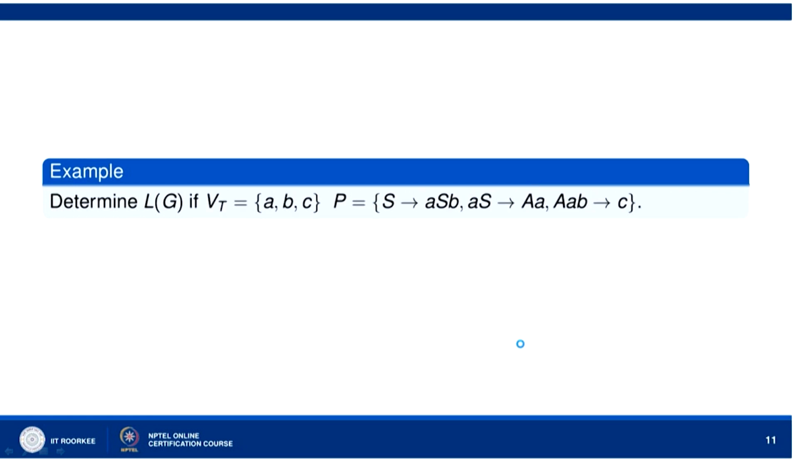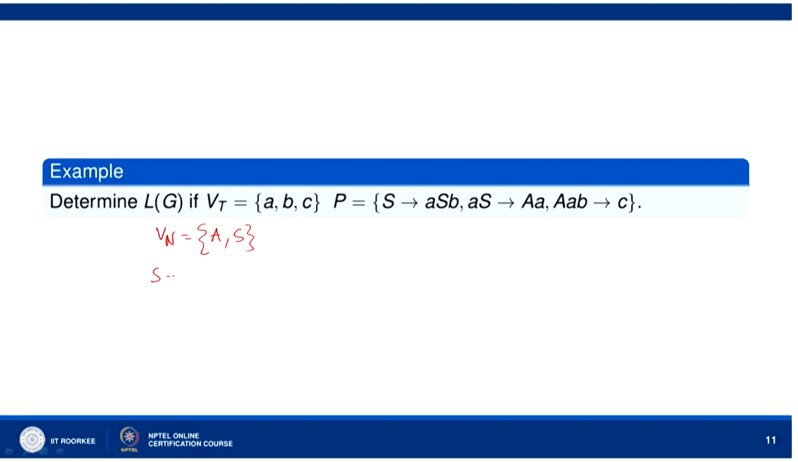Now, let us look at this: determine L(G) if V_t equals {a, b, c} and P is this. Here V_n is {A, S}. The non-terminal symbols are A and S. S is the start symbol, A is another non-terminal symbol. And V_t is {a, b, c}, P is the set of productions like this.